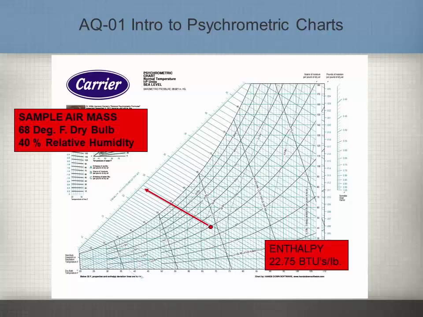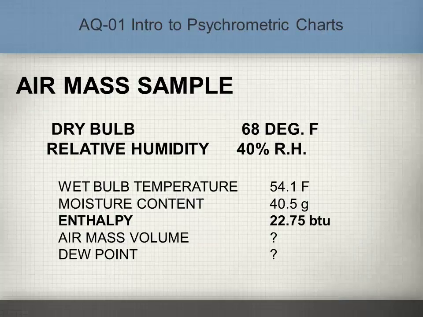With the sample air measuring 68 degrees Fahrenheit dry bulb temperature and 40% relative humidity, we find the enthalpy measurement by continually following the diagonal line toward the enthalpy scale. In this sample, we see the enthalpy, or total heat of that air mass, for 1 pound is going to be at 22.75 BTUs for every pound of that dry air mass.